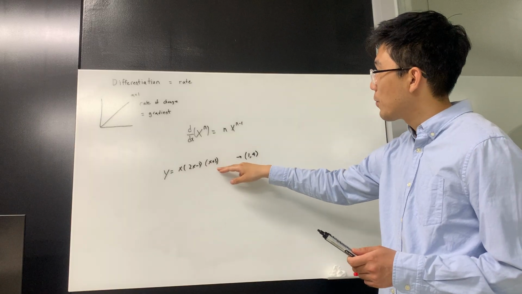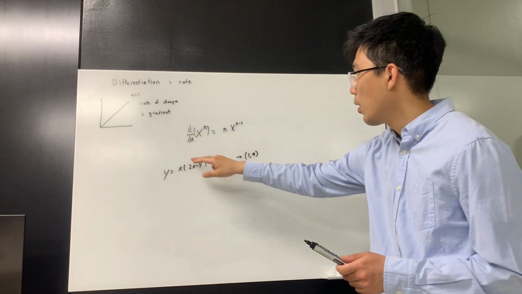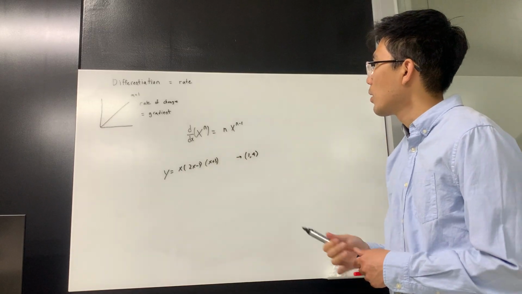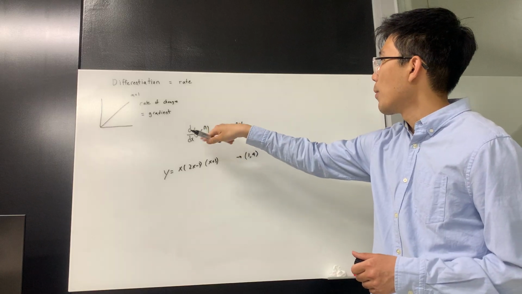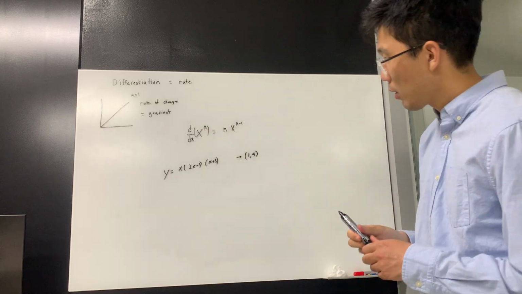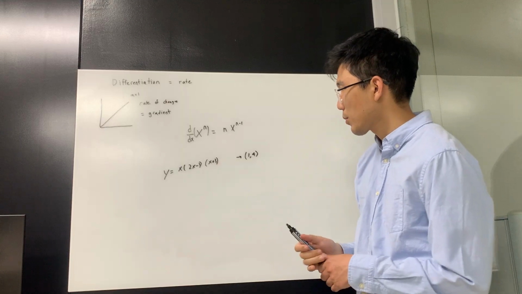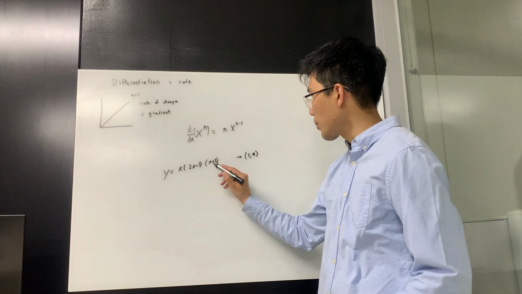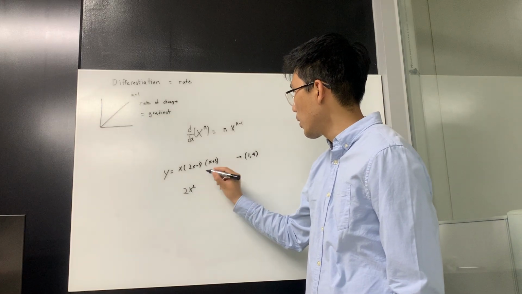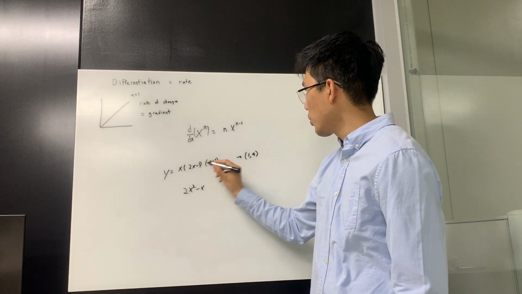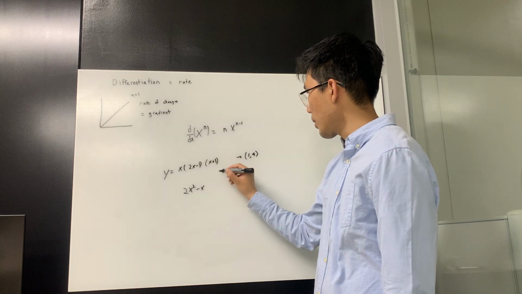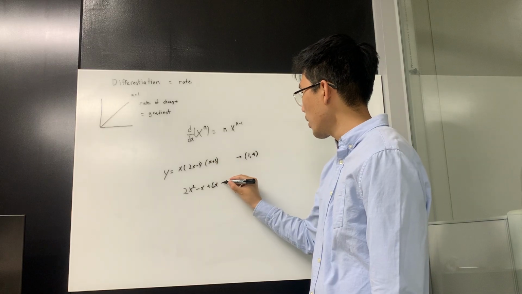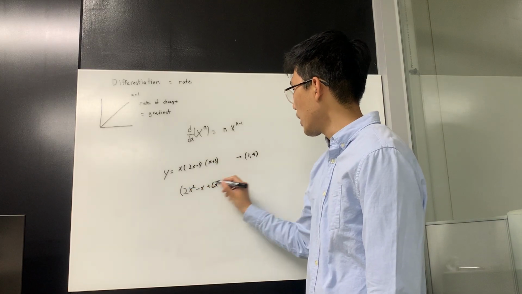We don't know how to differentiate this, so we will do the FOIL method. We will multiply all three factors, simplify, and make it into the power form. Okay, let's start with 2x minus 1 times x plus 3. That is 2x times x, 2x squared, minus x, 2x times 3, 6x, minus 1 times plus 3, minus 3, and times x.